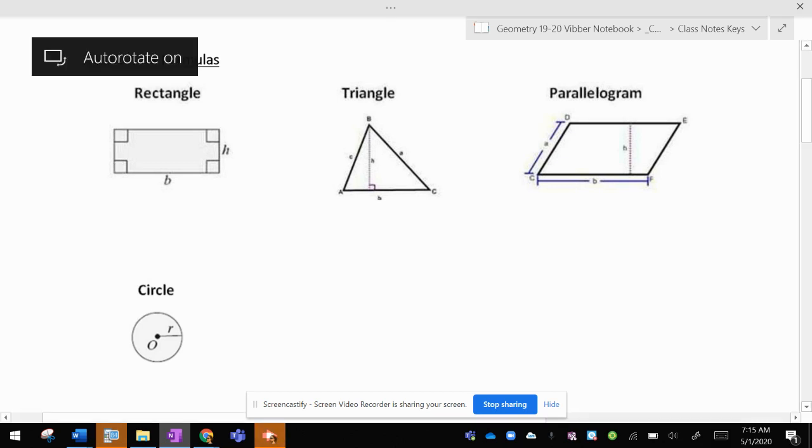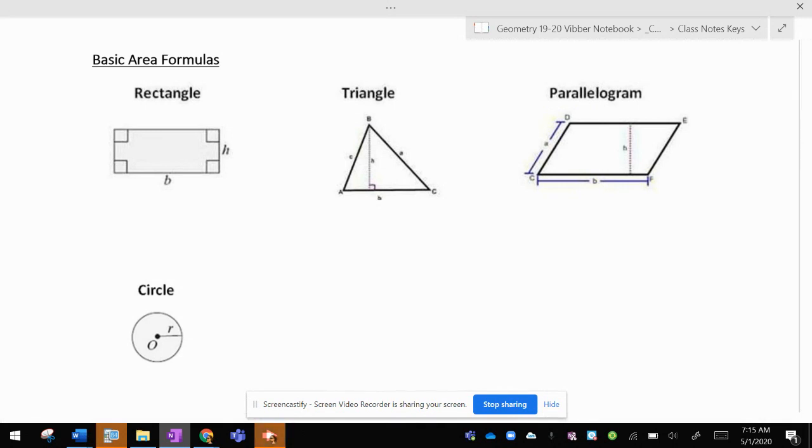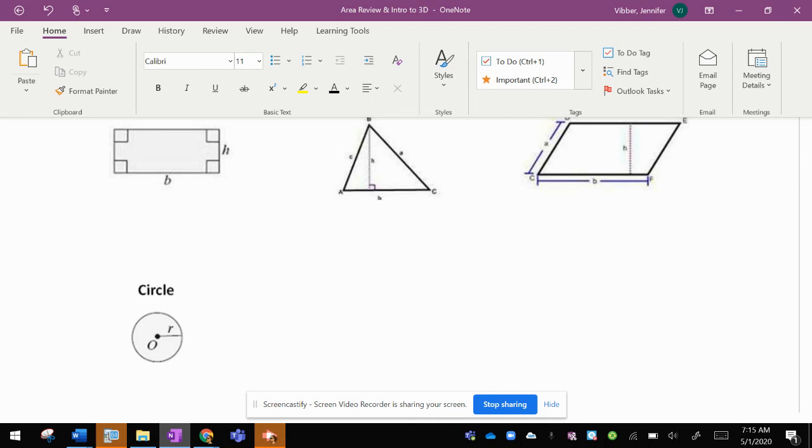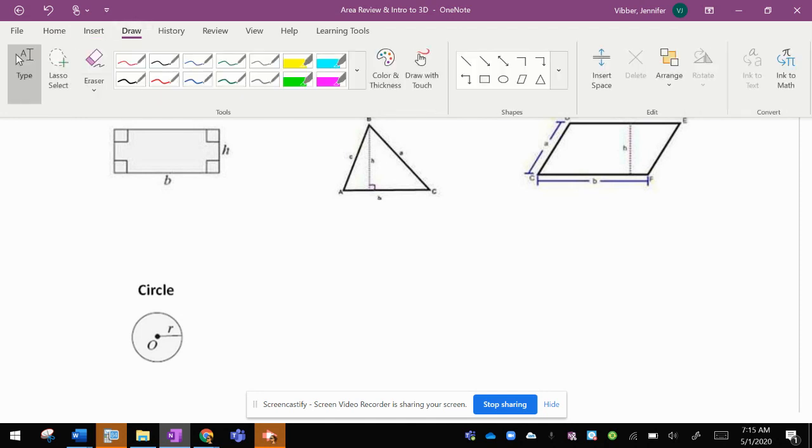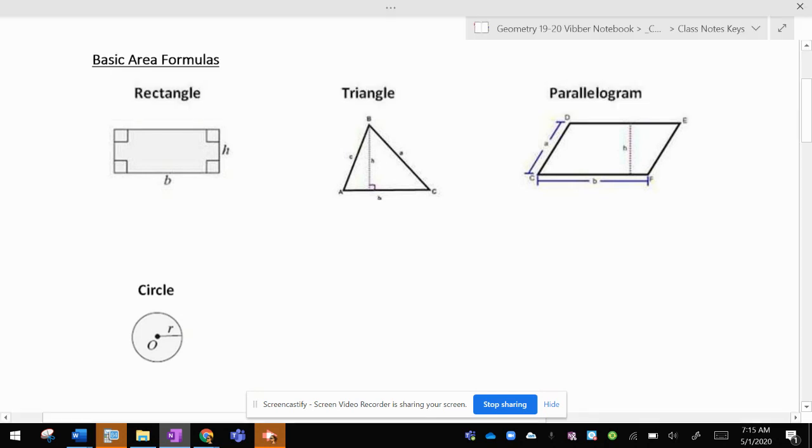Hello, welcome to a quick video on some area review, and we're also going to get into some 3D volume. So let's take it away. There's a couple of formulas that you're going to need in order to be able to calculate the volume of shapes. And so we're starting with area. And these shapes are in 2D if we're finding area, and if we're finding volume, they'd be in 3D.